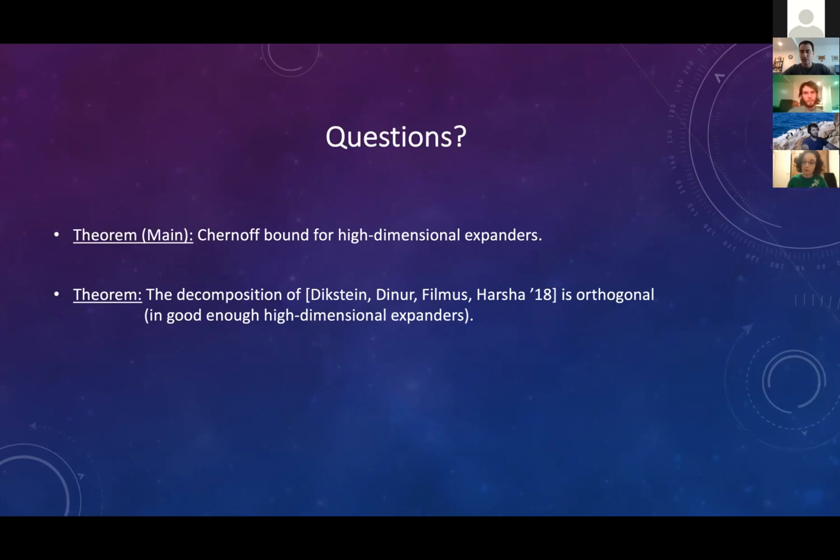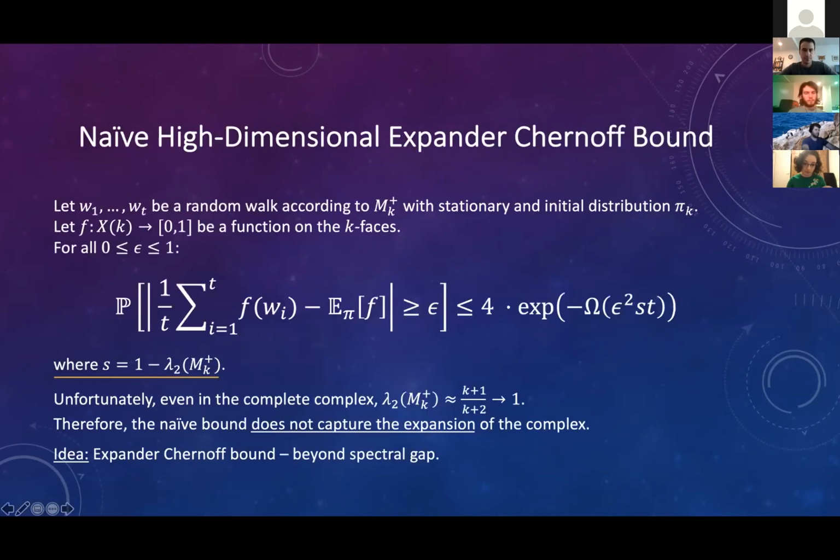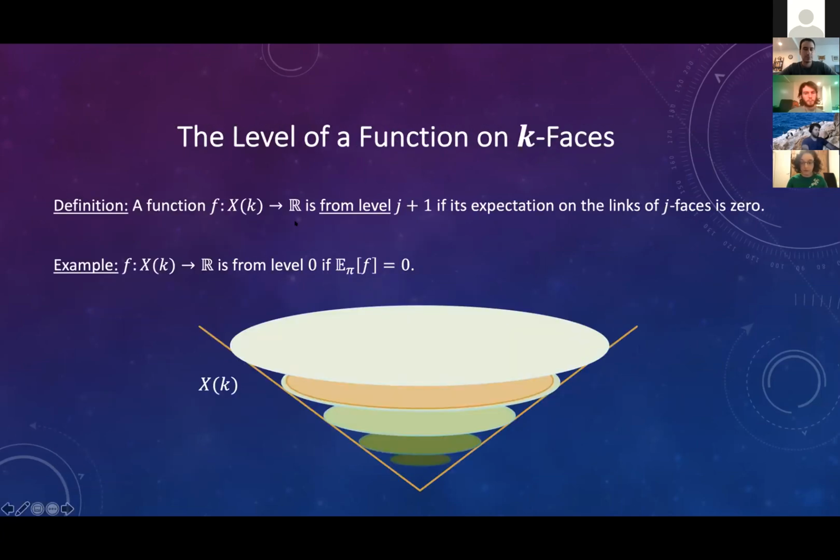No, we are not doing the longer walk. We are doing the usual walk, but we are looking at good functions that are associated with smaller eigenvalues of this walk, and these are the functions from level j+1. We show in the paper that these are exactly the functions that are associated with the smaller eigenvalues of M_k^+, which is just the one step up and one step down walk.